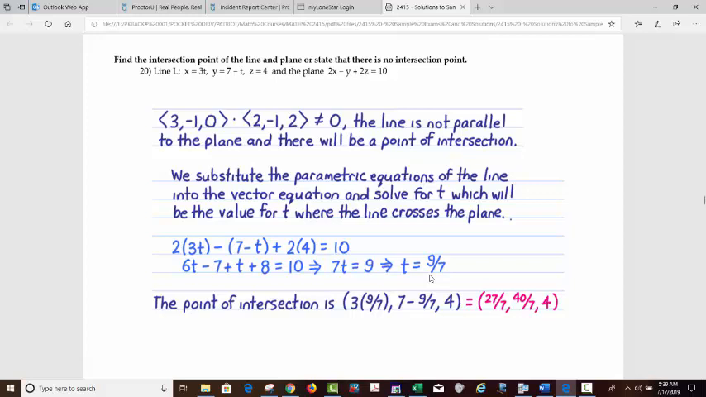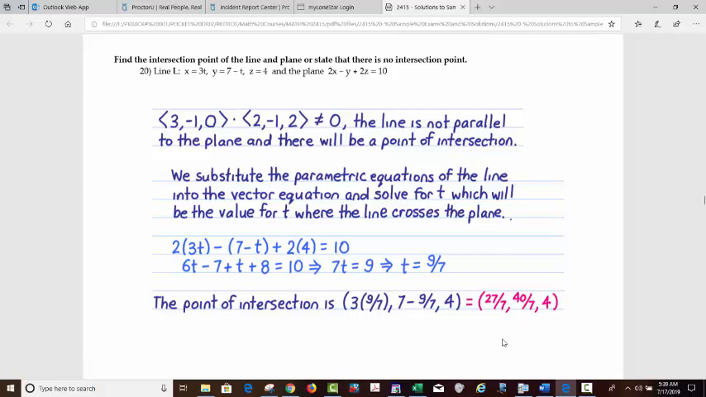And then to find what point that will be is not too difficult. You just plug the 9 over 7 into the values in the parametric equation for the line. So you get 3 times 9 over 7, which is 27 over 7. 7 minus 9 over 7, common denominator, is 40 over 7. And z is just fixed at 4. So there's going to be your point.